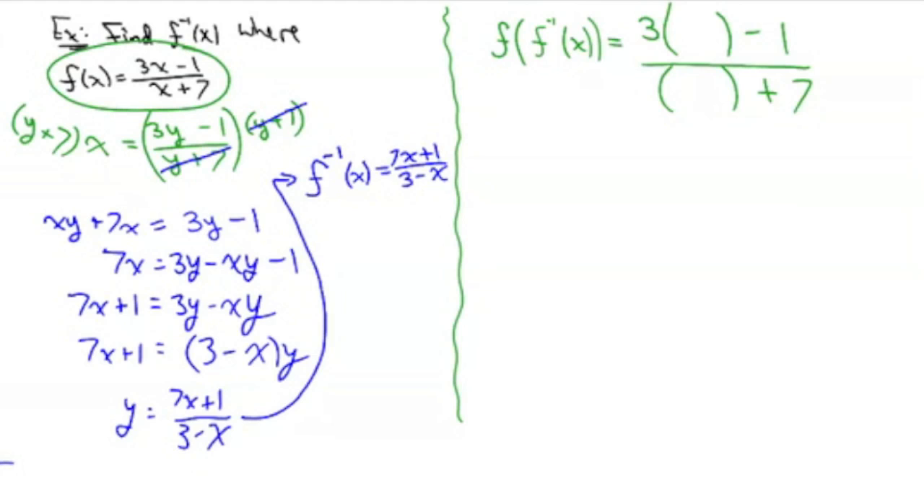Alright, what goes on the something? Well, f inverse of x. What's f inverse of x look like? 7x plus 1 over 3x. I mean 3 minus x. 3 minus x. So that goes here. 7x plus 1 over 3 minus x. Right? Ew. How do you simplify that mess?